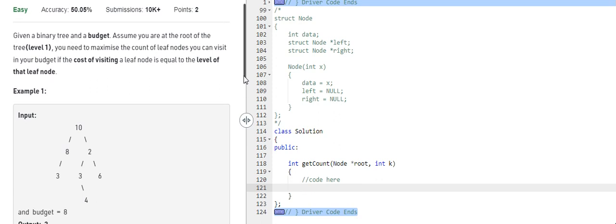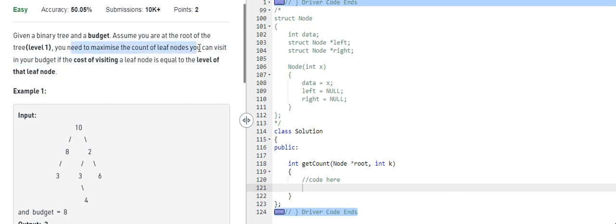Okay, so our problem is here. The statement is given: a binary tree and a budget. This means we are given one binary tree and another input, a budget. Assume you are at the root of the tree. It tells us that we are starting from the root of the tree, and then you need to maximize the count of leaf nodes you can visit in your budget.